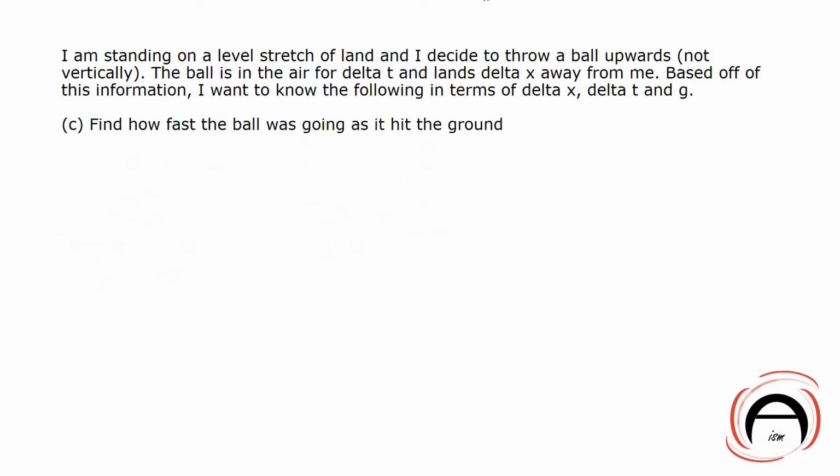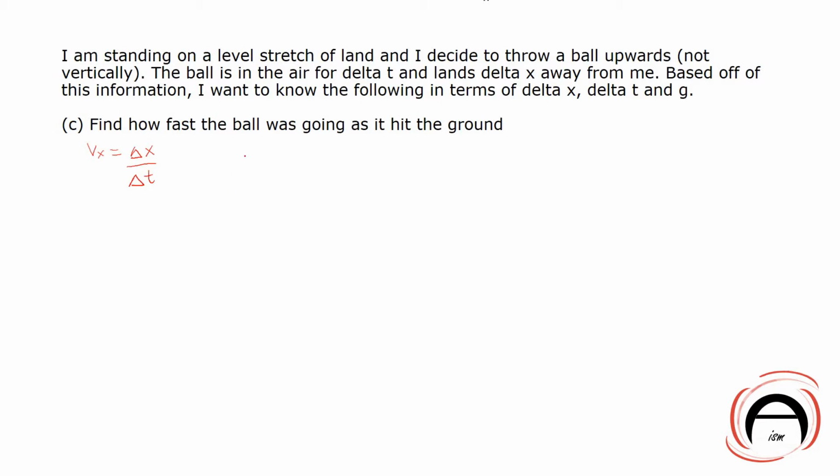Okay, moving on to our part C. So we have how fast the ball was going as it hit the ground. If you watch part 1 of this mini series, you know that your velocity in the x direction is going to be constant throughout. If you remember from the first slide, the velocity in the x direction is just going to be equal to delta x over delta t.